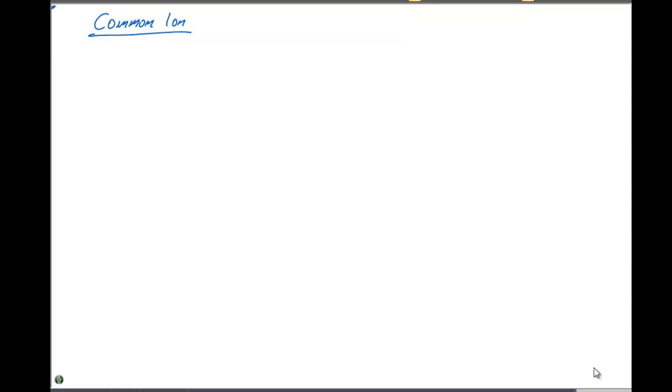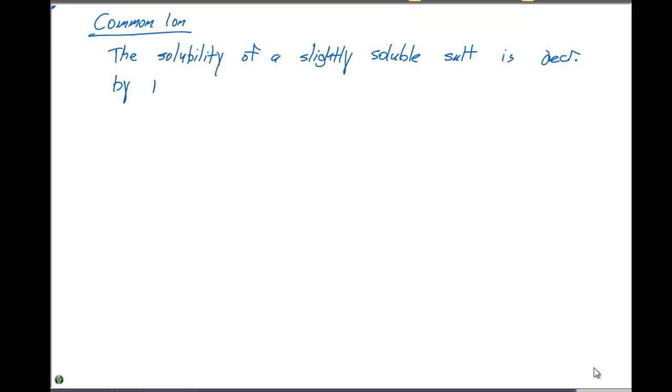So what we can say about the common ion effect is that the solubility of a slightly soluble salt is decreased by the presence of a second solute that furnishes a common ion.